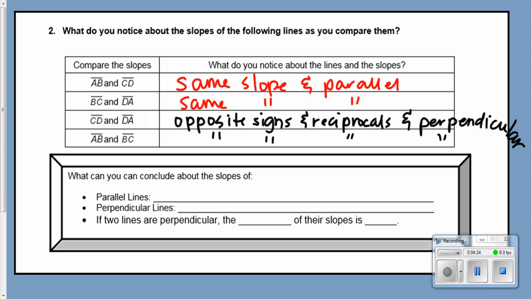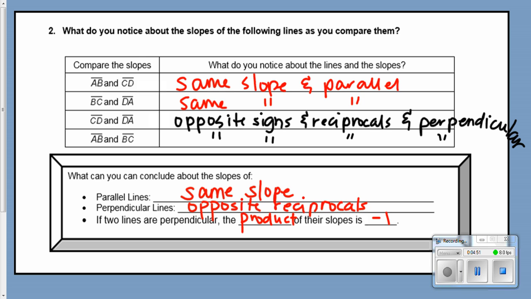Parallel lines have the same slope, exact same slope. Perpendicular lines, their slopes are opposite reciprocals. So again, opposite means different signs. One's positive, the other's negative, and vice versa. And they're also reciprocals. Well, if that's the case, if the two lines are perpendicular, then the product of their slopes is -1.